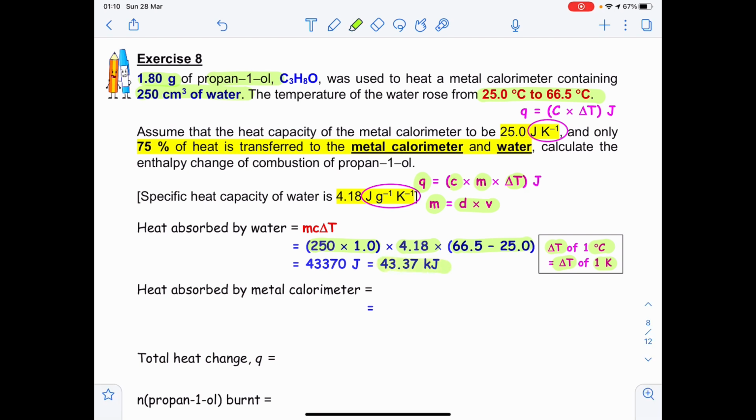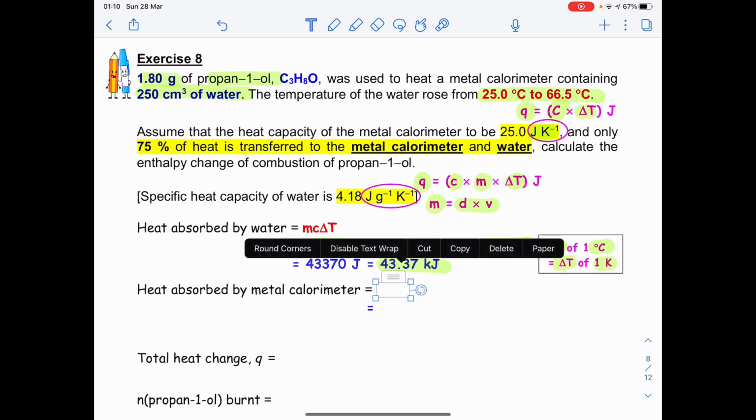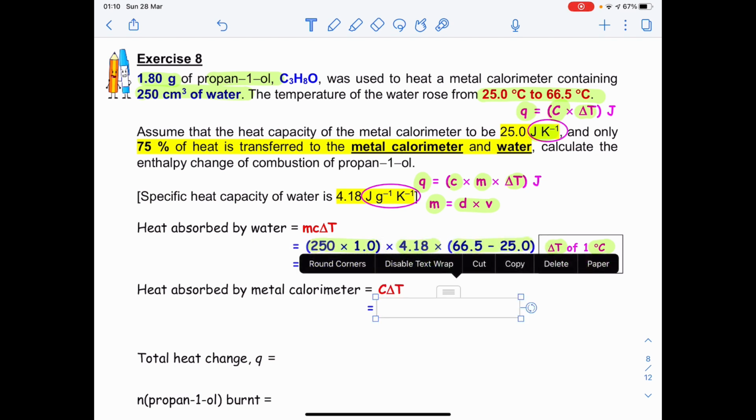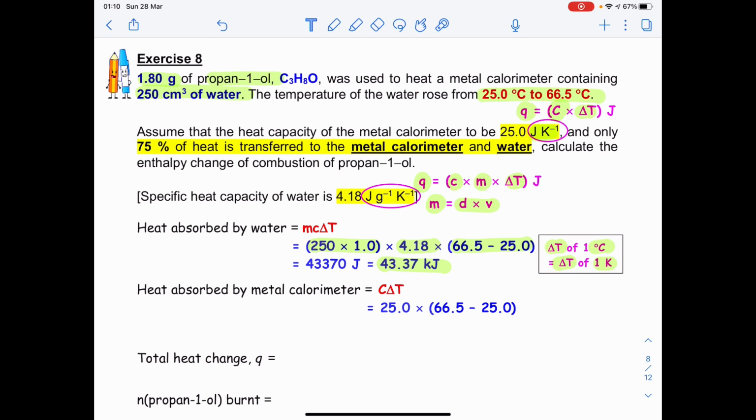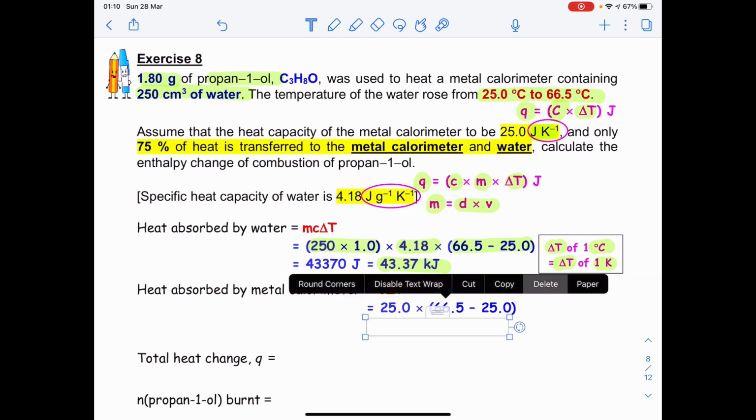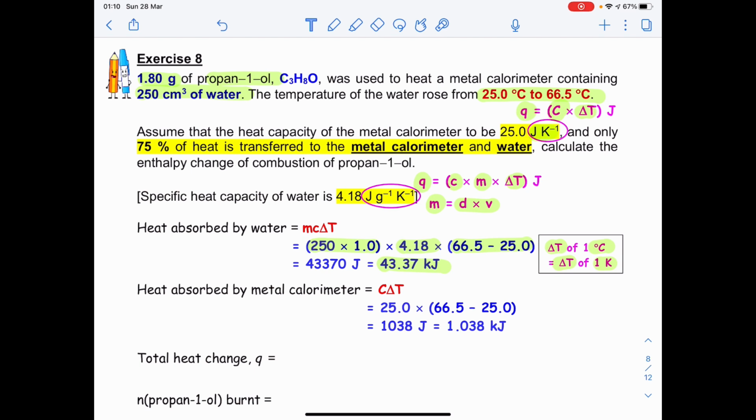The heat absorbed by the metal calorimeter will be given as C times delta T, because it is given as 25.0 joules per Kelvin. To get Q, which has units of joules, you need to use the given big C times delta T. So heat absorbed by calorimeter is big C times delta T, so 25.0 times delta T, which is equal to 1038 joules, convert to kilojoules.